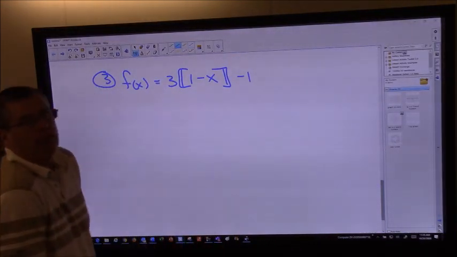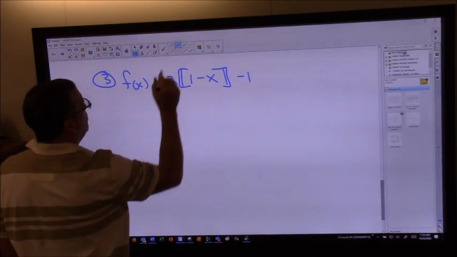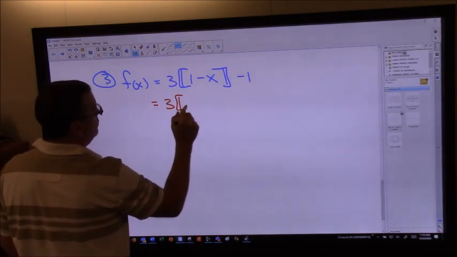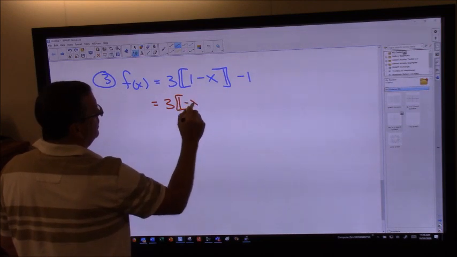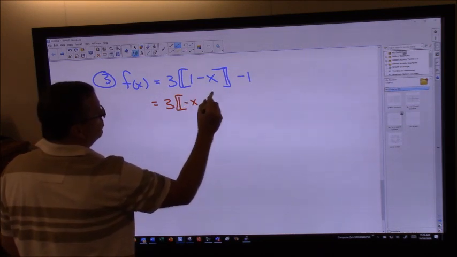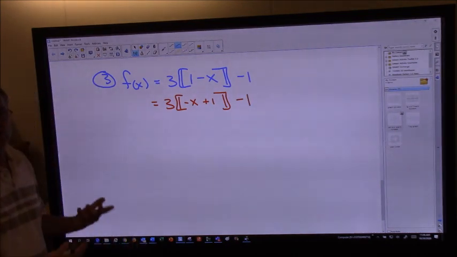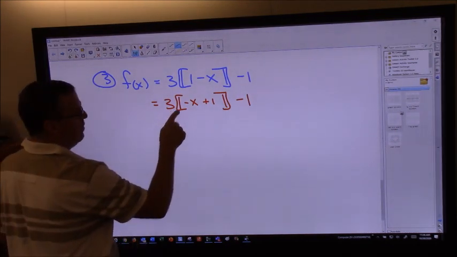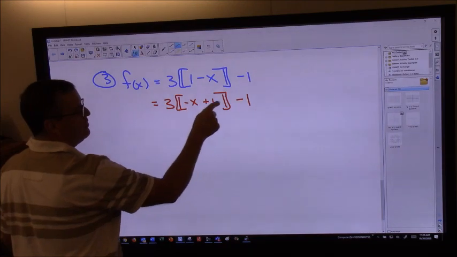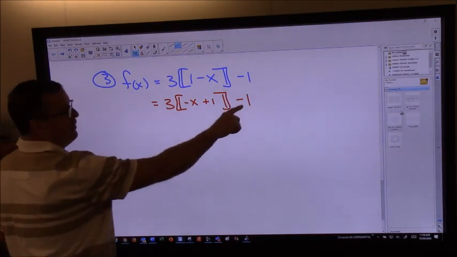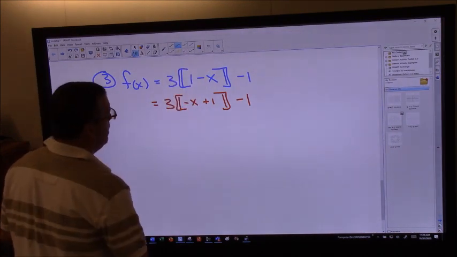Alright, so I don't like the way it's written. I'm going to rewrite it. I would rather see this as 3 times the greatest integer function of -x plus 1. Okay, that's just where the x was. We have a times the greatest integer function of bx plus c plus a d value. I don't care if we're subtracting out here, I'm still going to call it plus a d value.